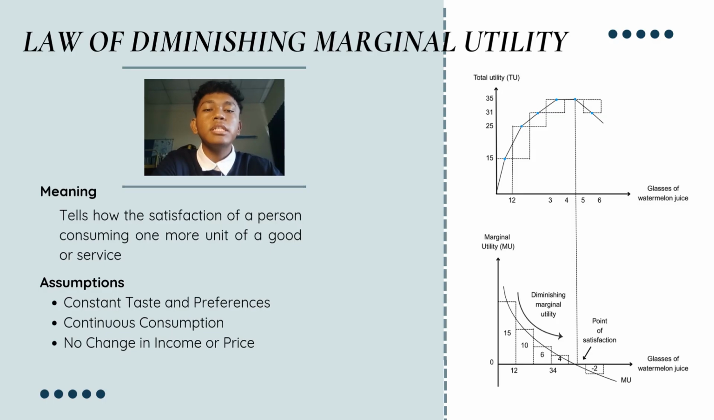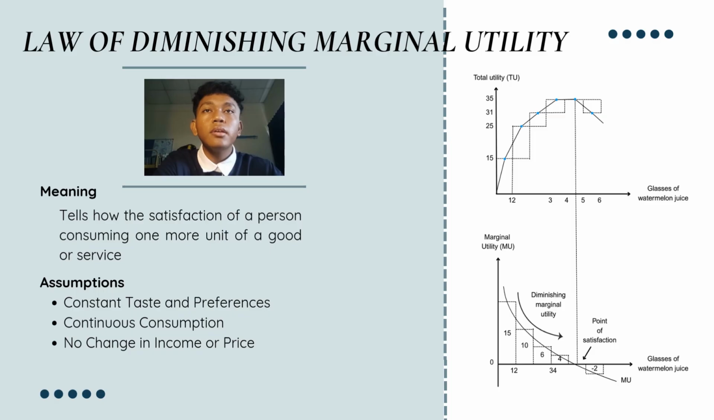Next, the law of diminishing marginal utility is a concept that tells how the satisfaction of a person changes when consuming one more unit of a good or service. For example, when a person drinks a glass of water and keeps drinking one after another, the satisfaction level will go down. And then there are conditions known as assumptions that affect the marginal utility.